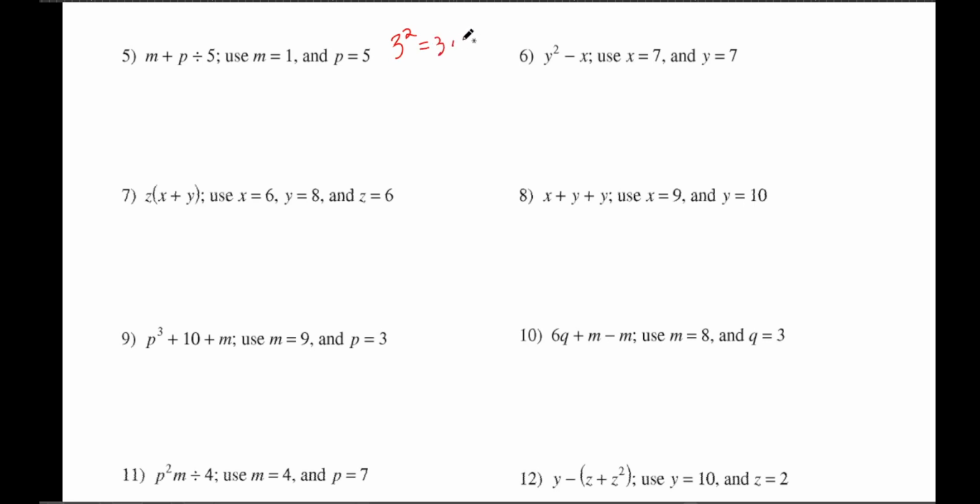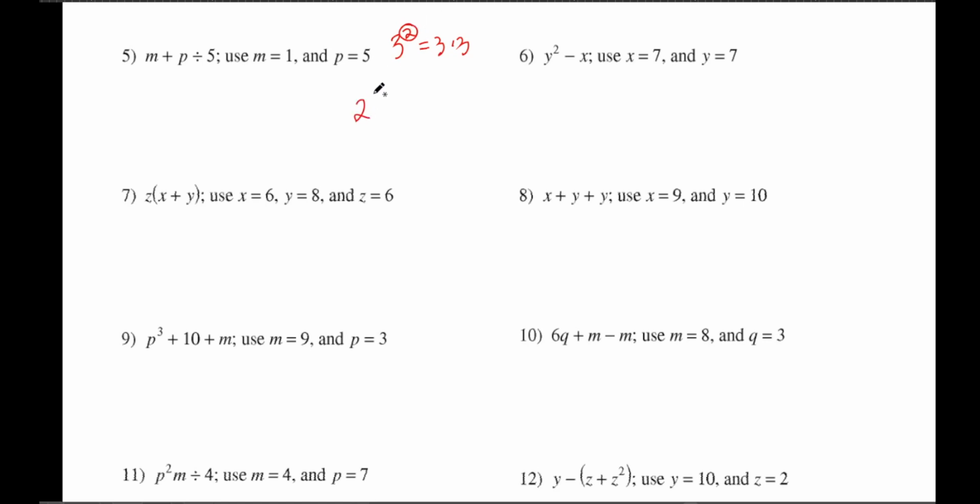It means 3 times 3. Doesn't mean 3 times 2. It means you take that number, we call that the base. You take that base and you multiply it how many times? Twice. Okay? You multiply by itself that many times. Everybody see that?